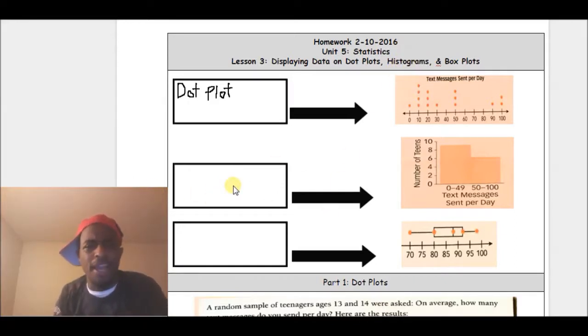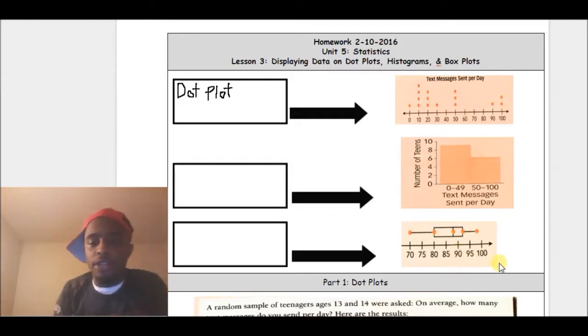And a histogram, some of you might also call this a bar graph, but it is a graph that shows the groups of data in intervals. So notice in this graph, this is the number of teens and the text messages they send each day. Here is a group: how many people send 0 to 49 text messages a day. And here we group how many people text 50 to 100 times a day. So histograms put groups of data using intervals or bins on a number line, and the height of each bar represents the number of data points in that group. You need to write all that in here.